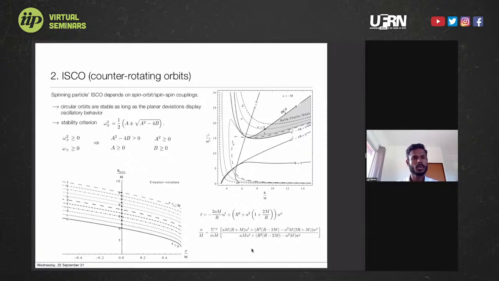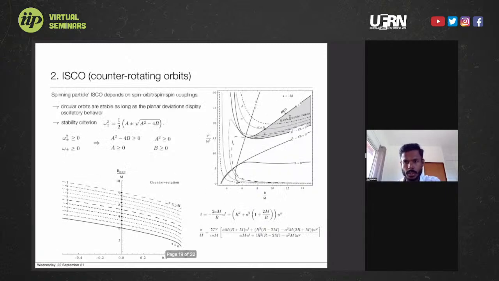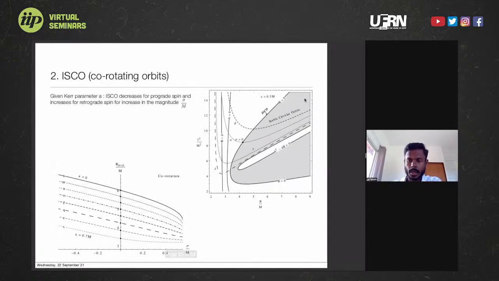Now let us get into the co-rotating orbit, where the analysis is very similar. The only difference is that here the region of the stable circular orbit increases, and all these isospin lines, alpha, beta, gamma, delta, pass through b equal to 0. Whereas if you note, in the case of counter-rotation, it passes through both the b equal to 0 line as well as the a squared minus 4b equal to 0 line. Whereas here, all the lines pass through b equal to 0.